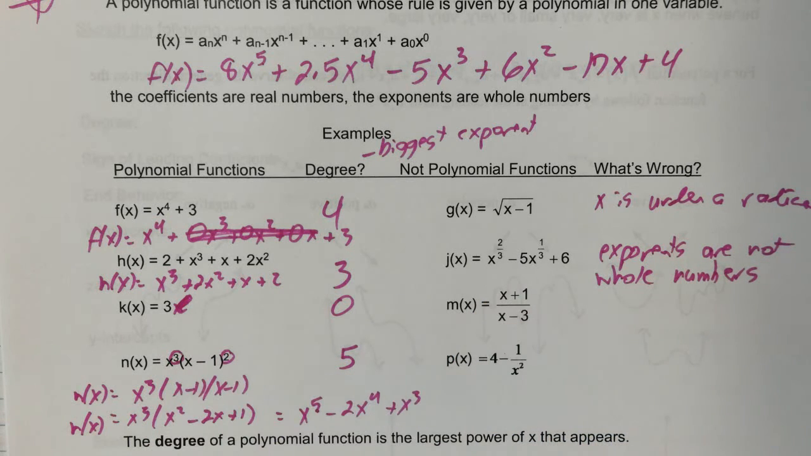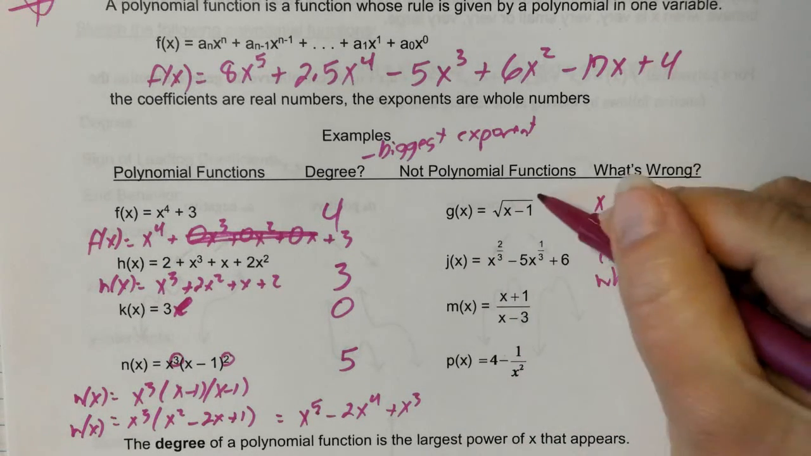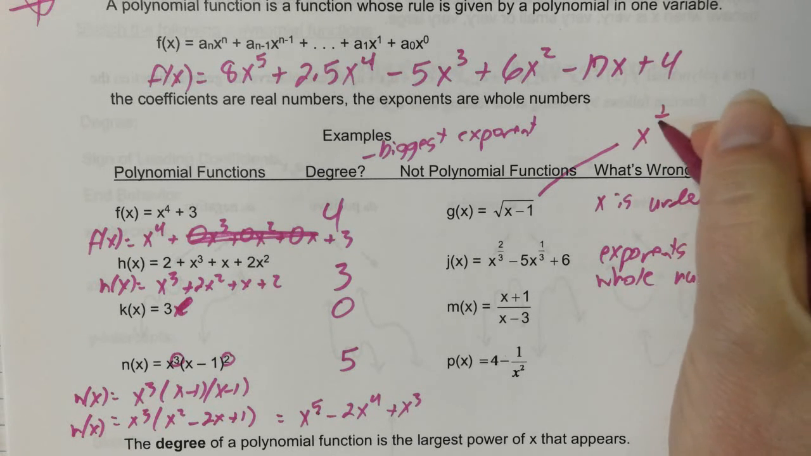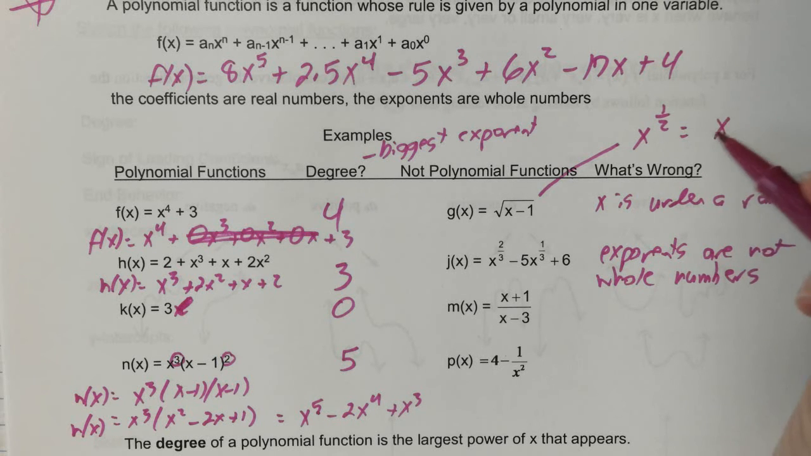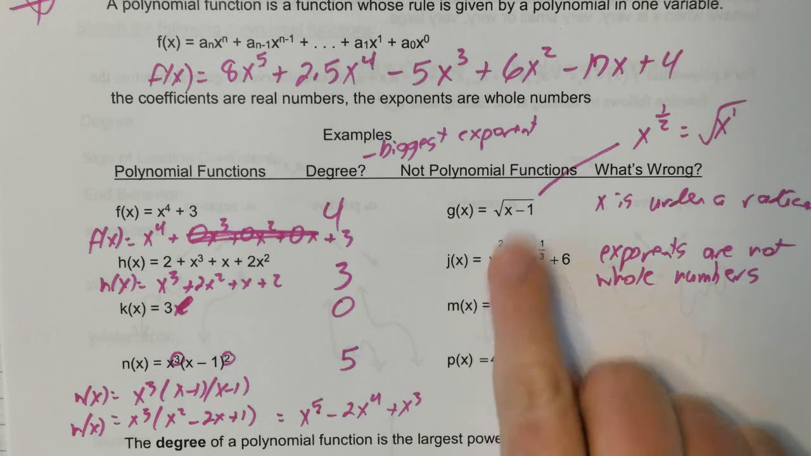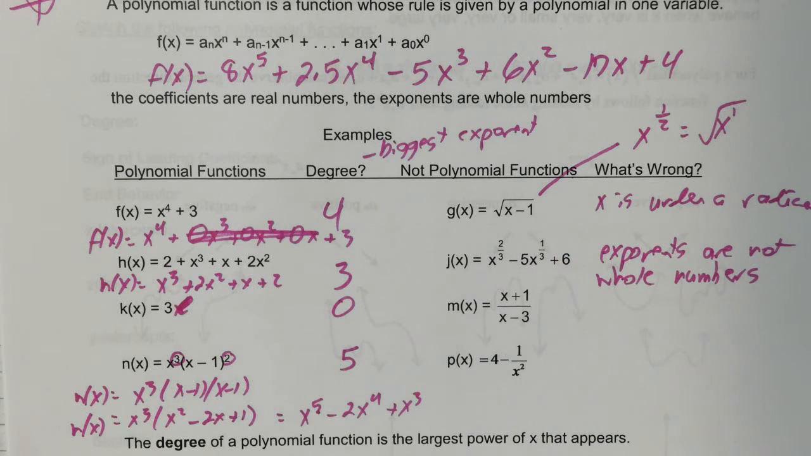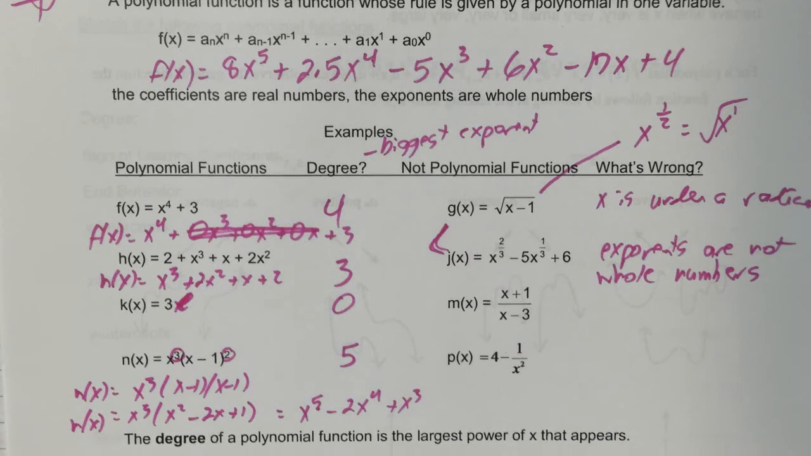Now, I just want to point out, a while ago when we had this x under the radical, do you remember when we first started talking about radicals and our exponent rules in that last unit? And we said that if you raised a number to a 1/2 exponent, to a fraction exponent, that really meant your numerator was the exponent and the denominator was your index number. So really, when we see these fraction exponents here, they're really just radicals. And we already said that radicals are not polynomial functions. Okay, so really J and G kind of have the same issue going on, and that's why they're not polynomials.